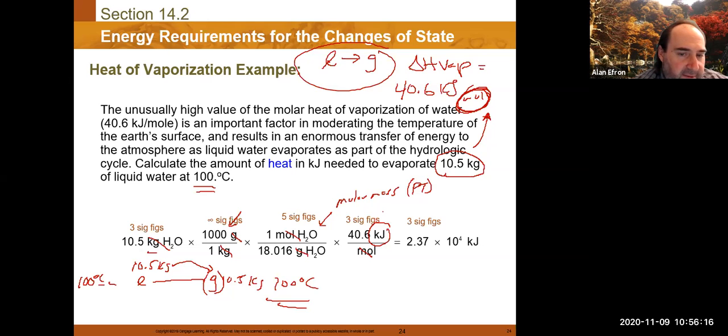Three significant figures really based off of our original number there, which was our 10.5, which had three significant figures. Any questions on that calculation? Okay.